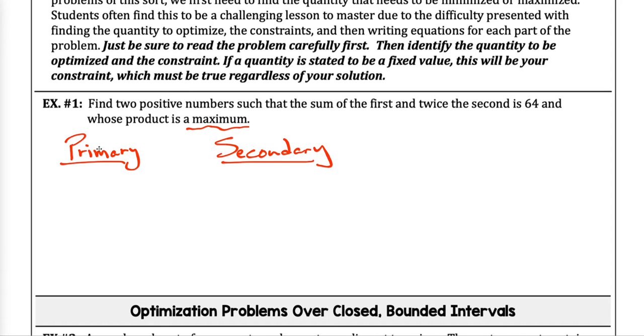Your primary information, or equation, is always going to be the max or min question. Like, that's what you're trying to answer with what should be maximized, what should be minimized. That's what always identifies primary. This one says whose product is a maximum. Okay? I'm just going to multiply two numbers.